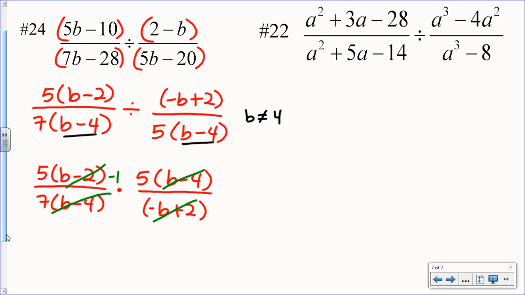Before I multiply, I want to finish my disclaimer. So I already did this one. What about for this one? Negative b plus 2. Okay, multiply across the top. 5 times negative 1 times 5. Negative 25. And on the bottom, 7 times 1 is 7.